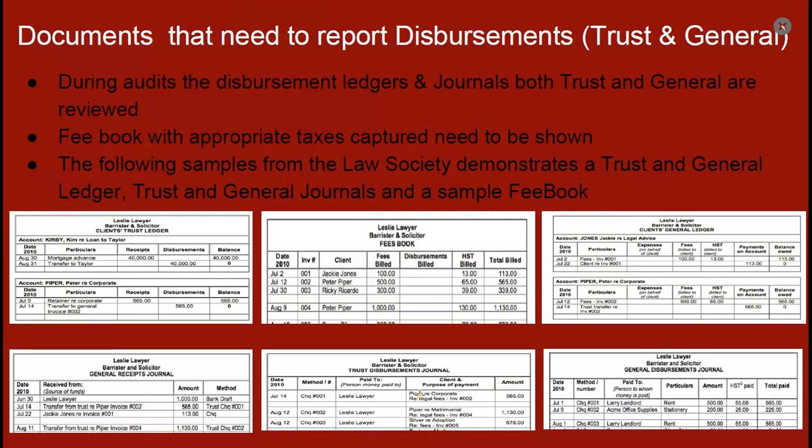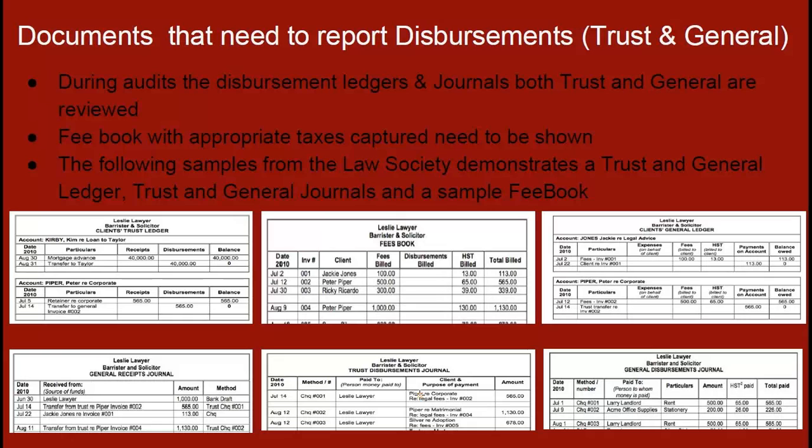Now that we've understood what disbursements are, meaning expenses when it comes to clients, and expenses briefly touched upon with regards to business, we now want to focus on the documents that need to report disbursements, both from trust and general, that are required by, let's say, the Law Society.